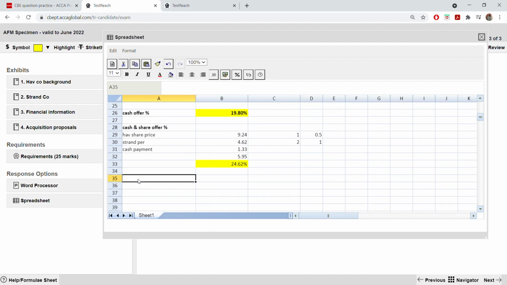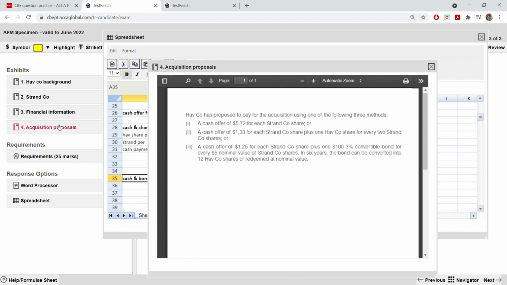The third one is cash and bond offer. Under this, again we'll go to acquisition proposal and just see. A cash offer of 1.25 for each strength company share. So this is only for the cash part, 1.25 plus $100 3% convertible bond for every $5 nominal value of strength company share. In 6 years, the bond can be converted into 12 half shares or redeemed at nominal value.